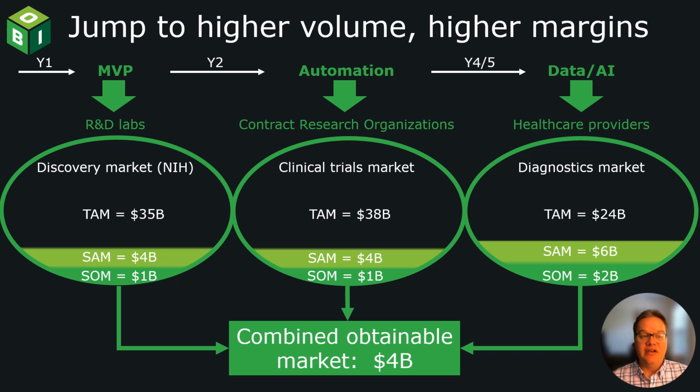We begin by selling the MVP to R&D labs, then automate the process to support CROs in clinical trials, and finally add a data and AI component to access healthcare diagnostics. All of these markets are significant and are driven by an increased incidence of chronic diseases as our population ages.